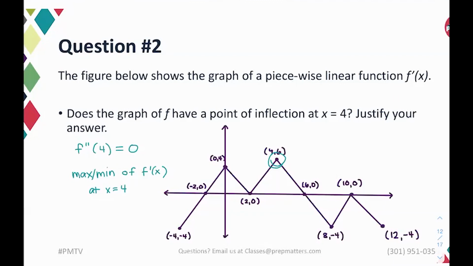Our first derivative is increasing, which would make the second derivative positive. And then it is decreasing, which would make the second derivative negative. The second derivative changes from positive to negative at x equals 4. Specifically at x equals 4, the second derivative would be equal to 0. And that would mean that we do have a point of inflection. Our function does change concavity at x equals 4.